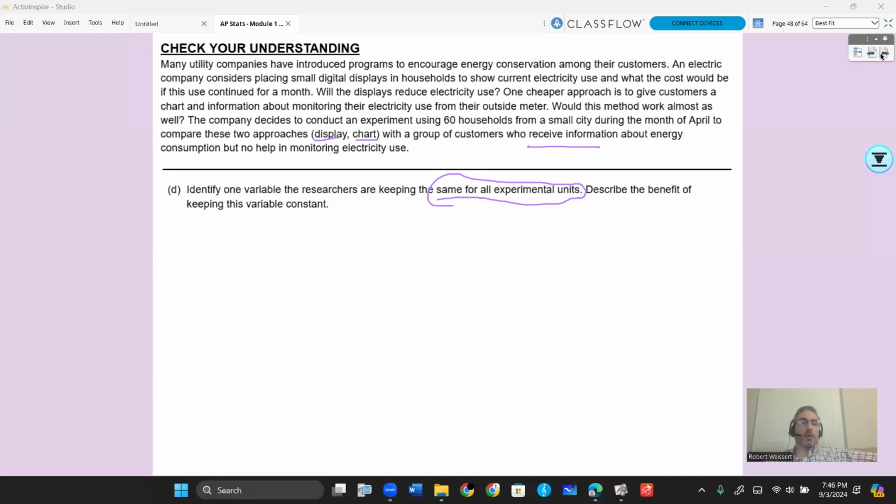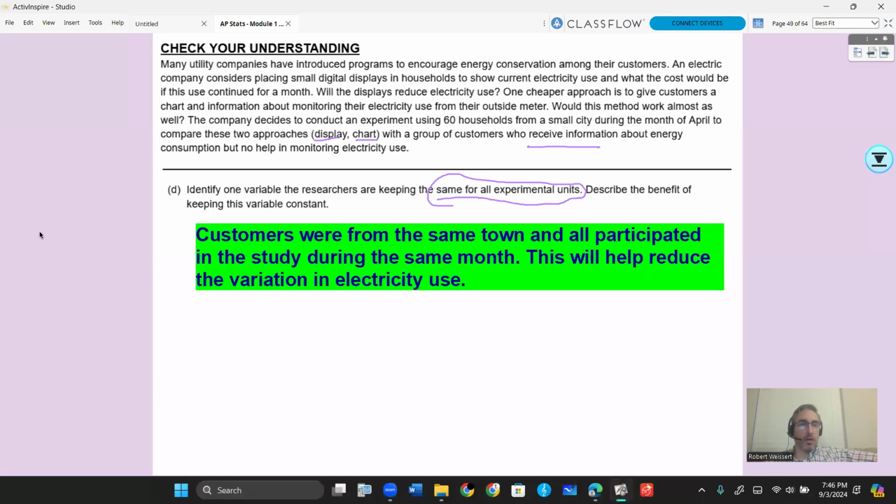Well, I said a couple things. So I kind of wrote 2 things on here. You didn't have to do 2 necessarily, but what I said was customers were from the same town. So look over here. If I said a small city, we only got information from those people because maybe in a larger city, the electricity rates would be different. People might have different habits. And we also talked about, we did it just during the month of April. We didn't do some in April, some in July, some in November, because electricity can vary throughout the course of the year with the temperature. So this will help reduce that variation in electricity use.